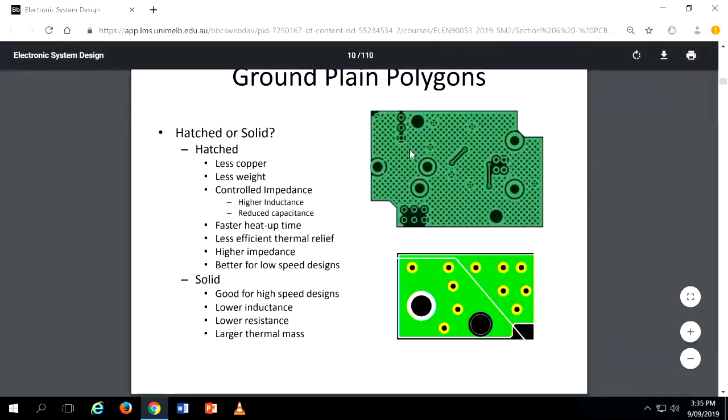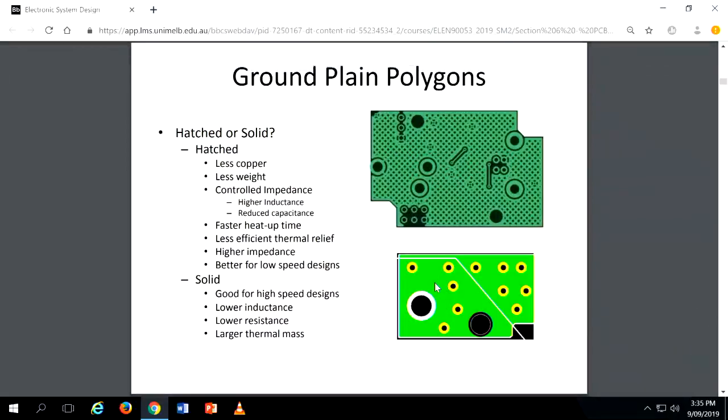So this is a hatched one, and this is a solid one. Solid means continuous copper. Sometimes you see something like a net, like this. That is hatched, where you use less copper. It is less weight; you don't need much copper. It has controlled impedance, higher inductance, reduced capacitance, faster heat-up time, and less efficient thermal relief. That is not good when you have heating in the PCB. The solid design is good because the hatched one cannot dissipate much power, obviously, because you don't have much copper to dissipate the power. It has higher impedance and is better for low speed designs.